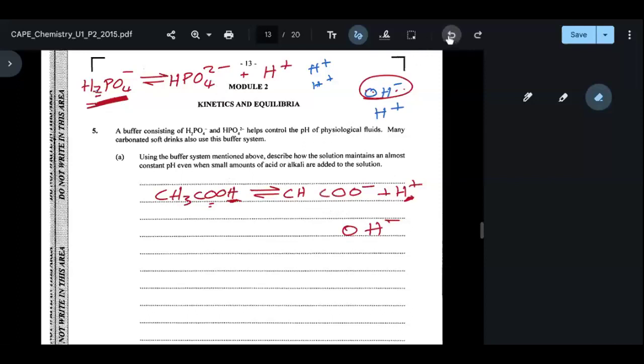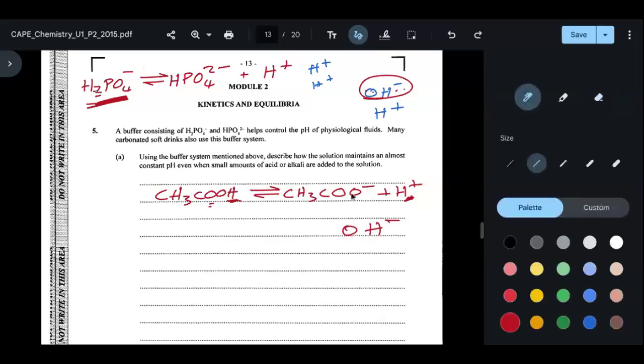If you remember, a buffer is made from a weak acid and its salt. So you would have a lot of this ion coming from the salt, but this ion is going to deal with the addition of acid. So you see this negative ion coming from the salt, right? Most of this ion is not from the acid, it's from the salt. Example, sodium ethanoate. So a buffer is made from a weak acid and its salt.